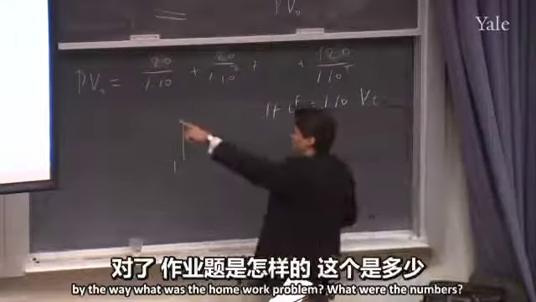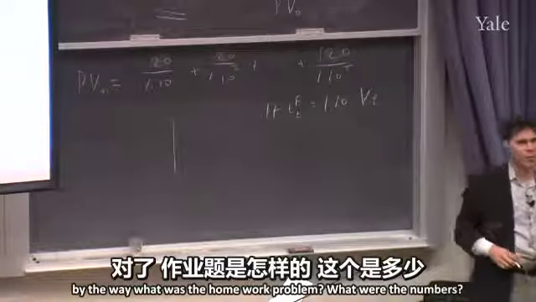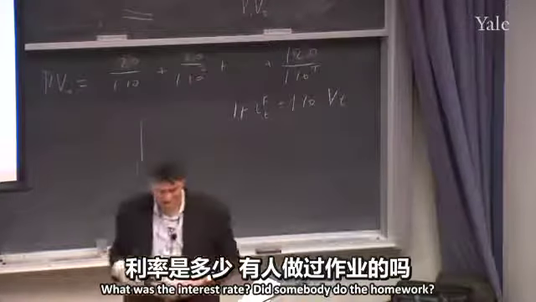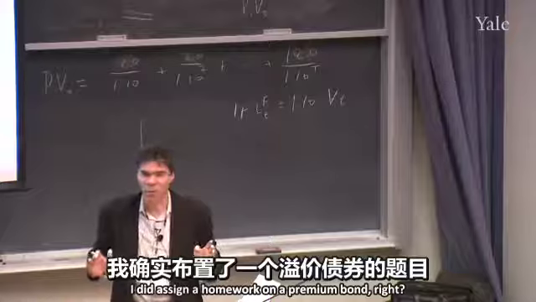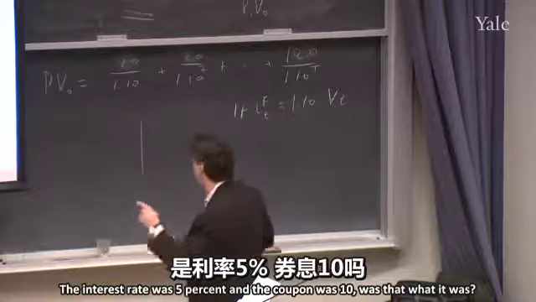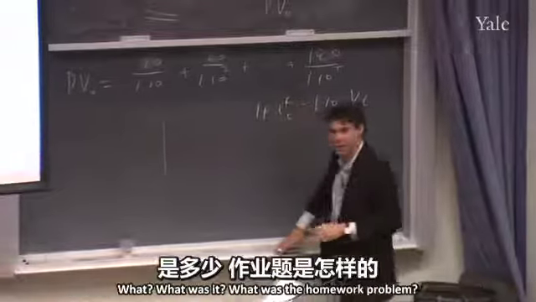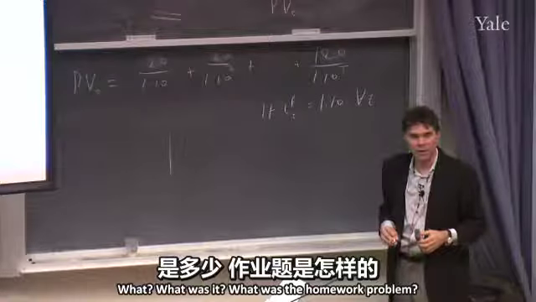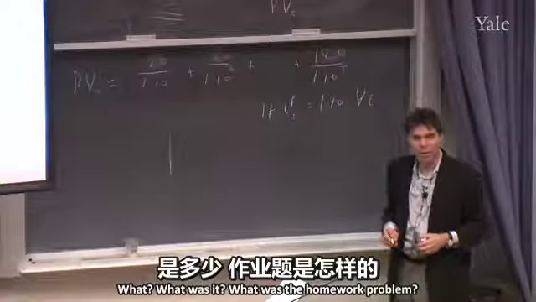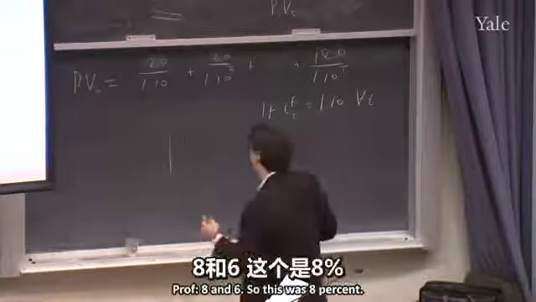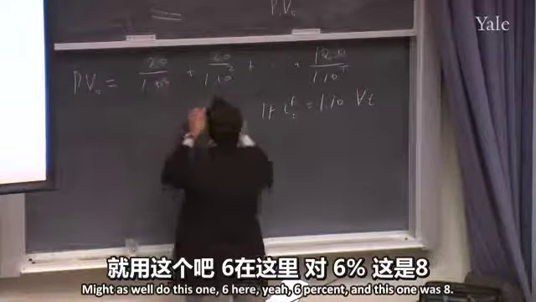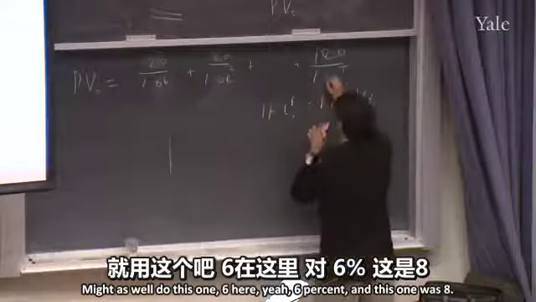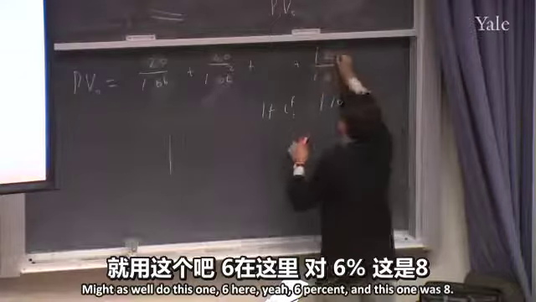So the price of this thing, by the way, what was the homework problem? What were the numbers? What was the interest rate? Did somebody do the homework? I did assign a homework on a premium bond, right? Where the interest rate was 5% and the coupon was 10? Was that what it was? What was the homework problem? 8 and 6. Okay, so this was 8%. Might as well do this one. Yeah, 6%. And this one was 8.